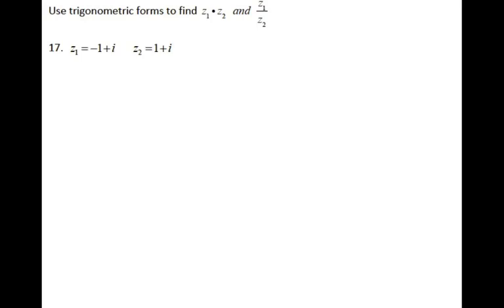For number 17, we want to use trigonometric forms to find the product and the quotient of these two complex numbers. So for both of these, we want to find r and theta. So I'm going to call this r1. That's going to be the square root of negative 1 squared plus 1 squared. That gives me root 2. I'm going to do the same thing over here for r2.